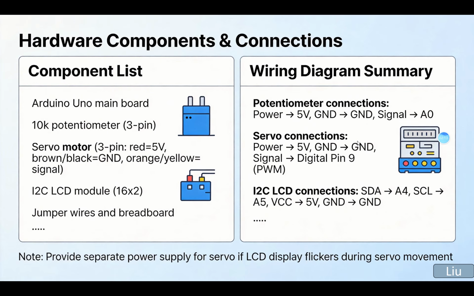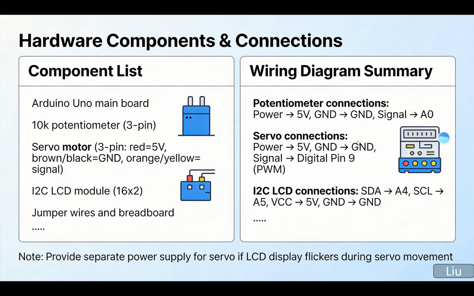Okay, so the hardware components and connections. We need an Arduino Uno main board, the potentiometer, servo motor. So we can see the three pins. The red one connects to the 5 volt, the brown or black line means ground, and the orange or yellow line means signal. And the I2C LCD module, jumper wires, and breadboard.